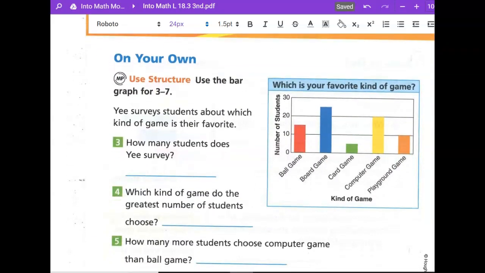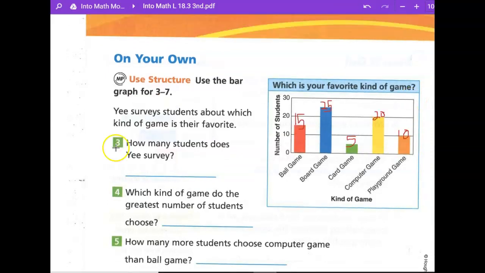Go ahead and do this on your own on the back by yourself, and then come back and check your answers. So you can see that I went ahead and wrote my numbers up there just so I didn't have to look across to my scale all the time, but you wouldn't have to do that. How many students? So we would need to add all of these together. So we would need to add 15, 25, 5, 20, and 10. So 3 5s is 15. Regroup of 1, 2, 4, 5, 6, 7. 75 students took the survey.